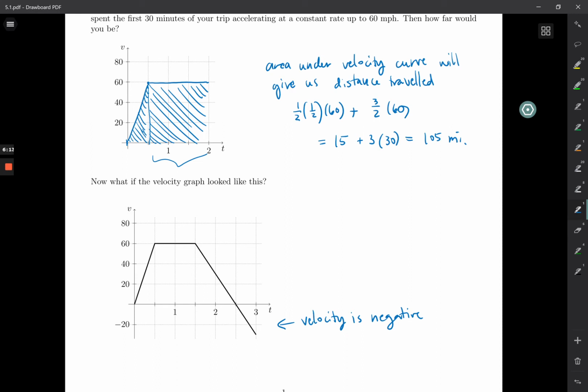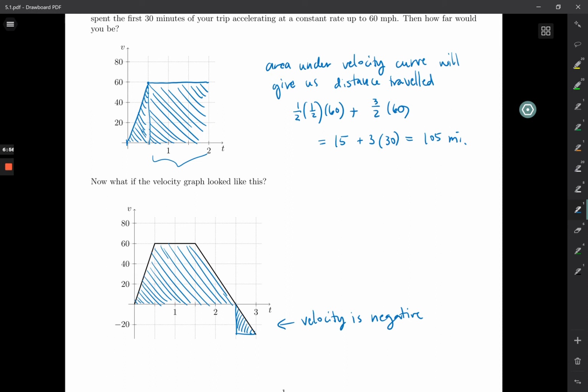So what that means when we're talking about the distance that you've traveled is that here we're going to take the area beneath this curve. That will give us the distance traveled when you're moving away from your house, that is. And then when you're traveling back towards home, this part is actually going to be taking away from your distance from your house. So it should be negative.